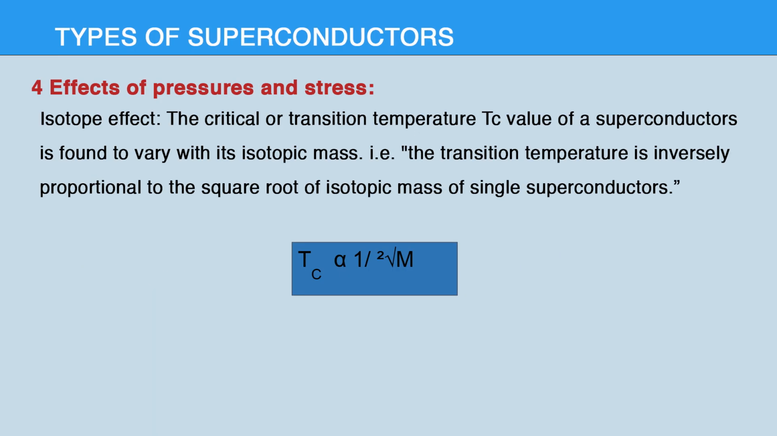Next affecting parameter is pressure and stress. Both pressure and stress are powerful tools for tuning the superconducting properties of a material, but the effects are highly dependent on the specific material and conditions. Pressure increases can sometimes increase the critical temperature of a superconductor by altering the material's lattice structure and electronic properties, enhancing electron phonon interaction or inducing a favorable phase transition.